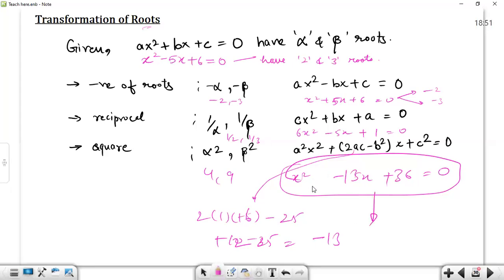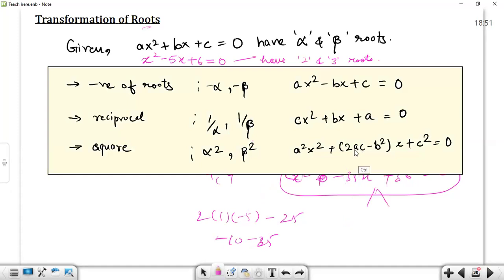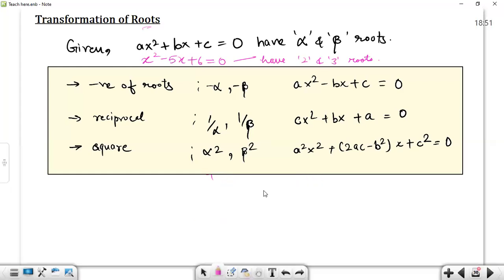So this is the quadratic equation having squared roots, whatever the roots were given to us originally. I've just given you examples using this quadratic equation. You have to remember these three quadratic equations whenever we are transforming the roots as their negatives, or reciprocating them, or squaring them. Clear? Yes, sir. Okay, let's move ahead then.